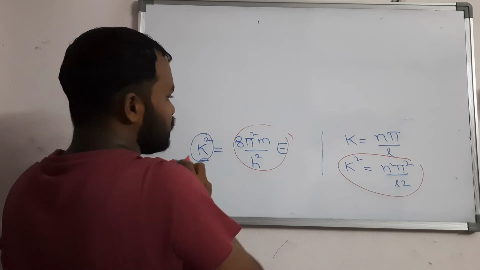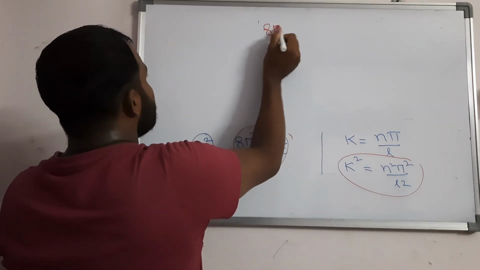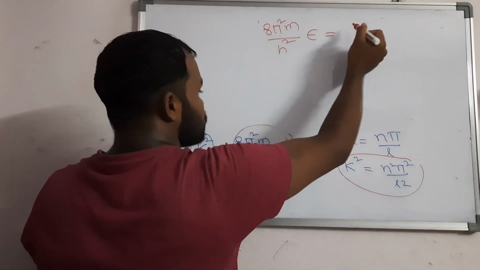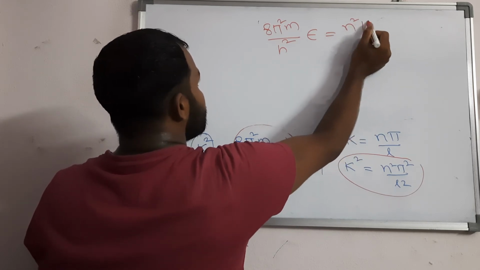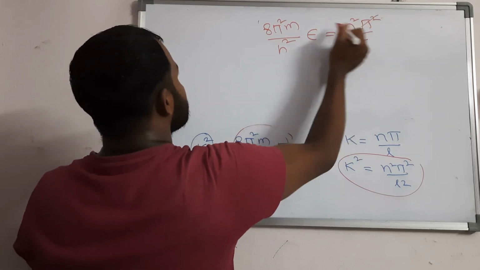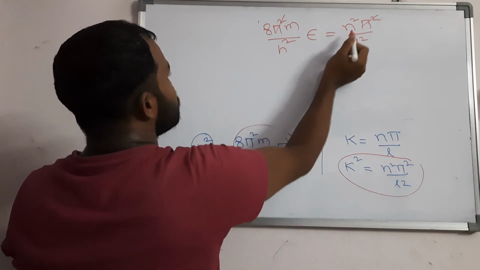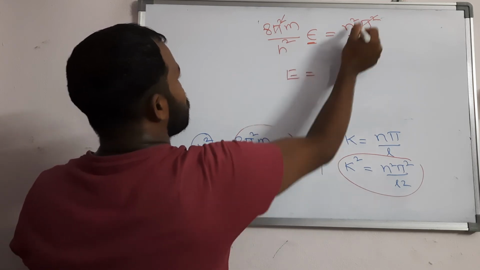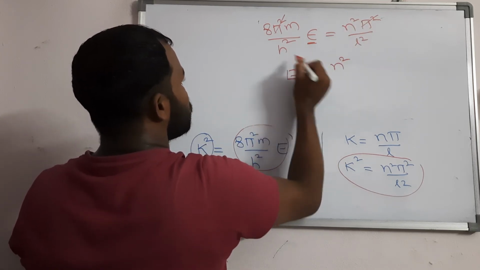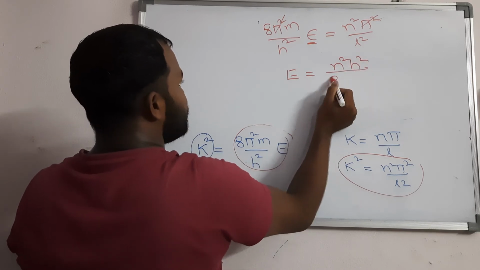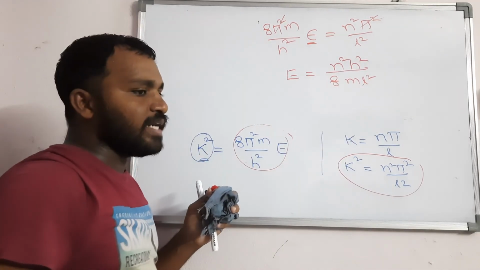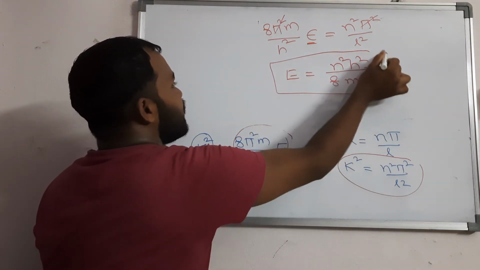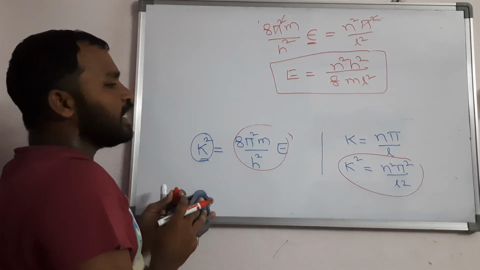So here you will get 8π²m/h² into E is equal to n²π²/L², right? Here π² gets cancelled. So here I want the value of E. What will you get? h² goes to that side: n² h² by 8 m L². So the energy value is E = n²h²/8mL².